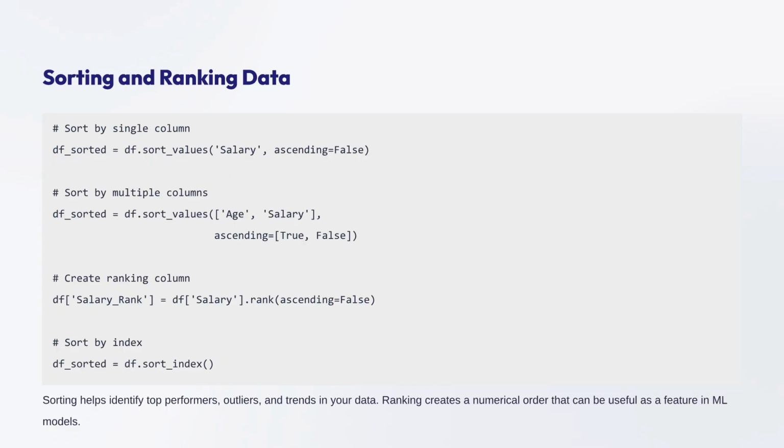Sorting your data helps in identifying outliers and trends. Use "sort_values" for columns and "sort_index" for rows. You can also create a numerical order using the "rank" method.